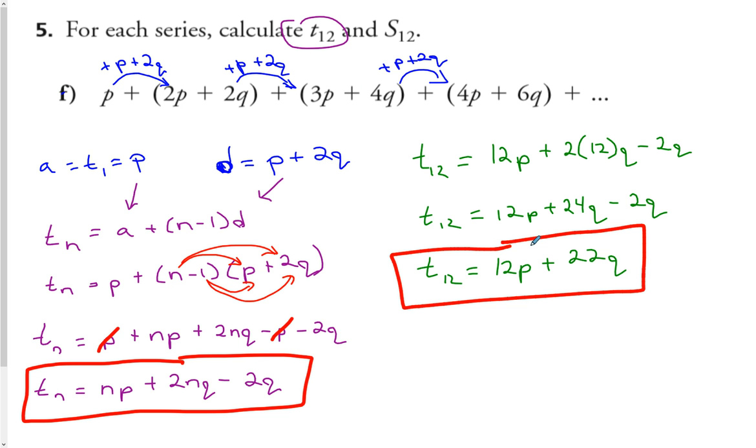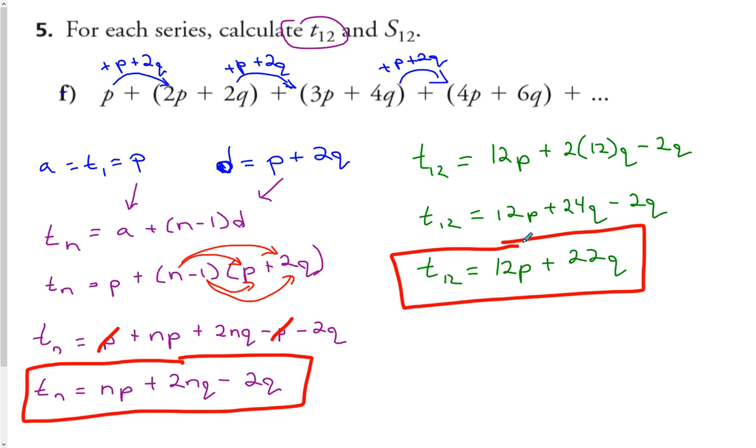I could have gotten there by just looking at my terms and adding 1p and 2q each time until I got up to my 12th term. This is a bit more of a sophisticated way of doing it though. Okay, so that's my first part. Now I have to find the sum of the 12 terms. Okay, the sum of my 12 terms.